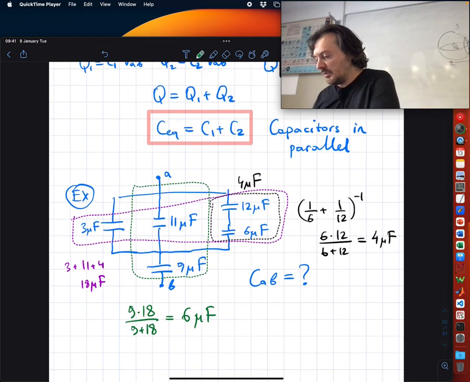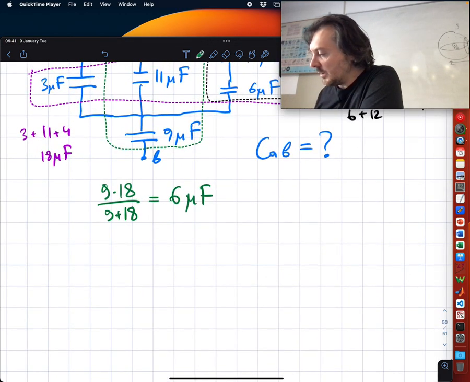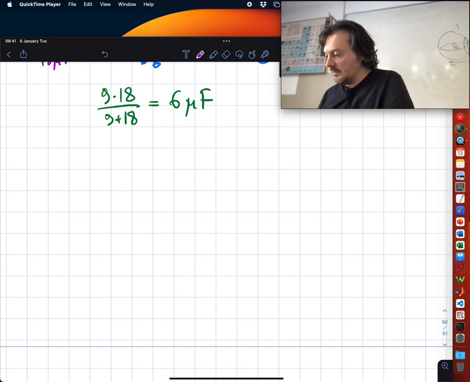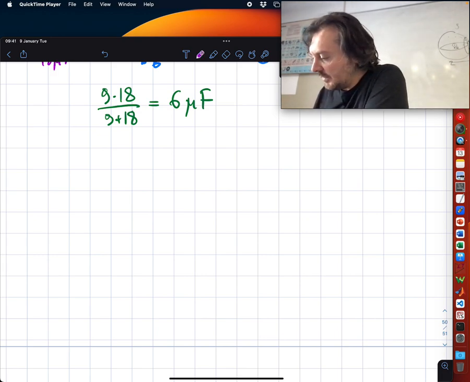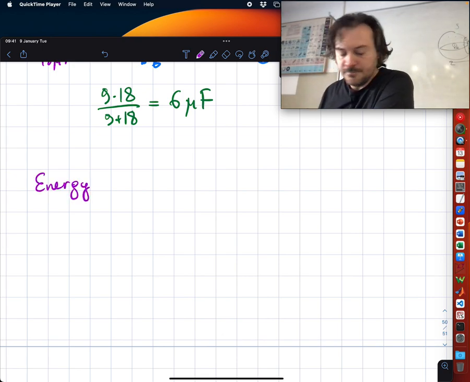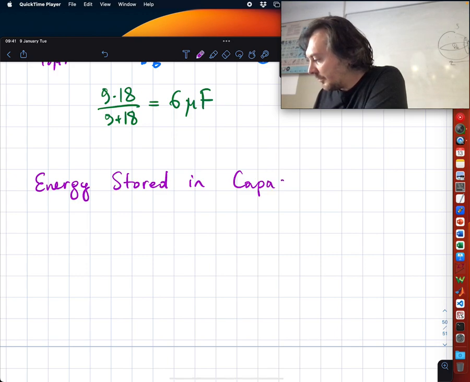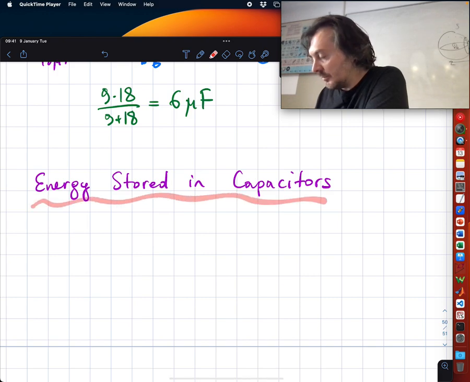This is going to be much more important and a bit harder than what we have discussed so far. So please be careful. I believe you know this one also from high school, but you haven't derived it, I'm guessing. Energy stored in capacitors.